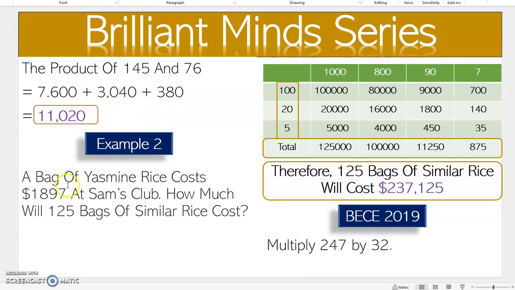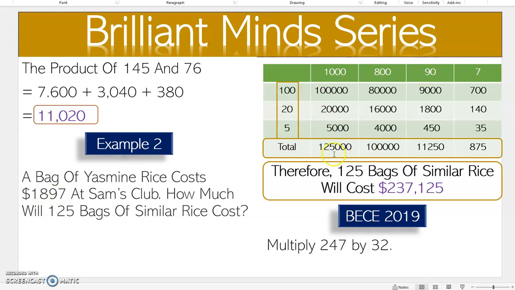Example 2. A bag of Jasmine rice costs 1,897 at Sam's Club. How much will 125 bags of similar rice cost? Always the multiplier has to be in the vertical column, 125. So we are going to have 120 and 5. And the multiplicand, which is the cost of the rice, 1,897, is going to be 1,890 and 7. And that's what you see here.